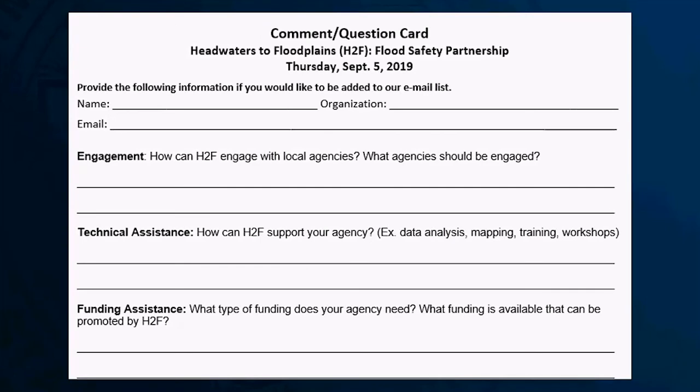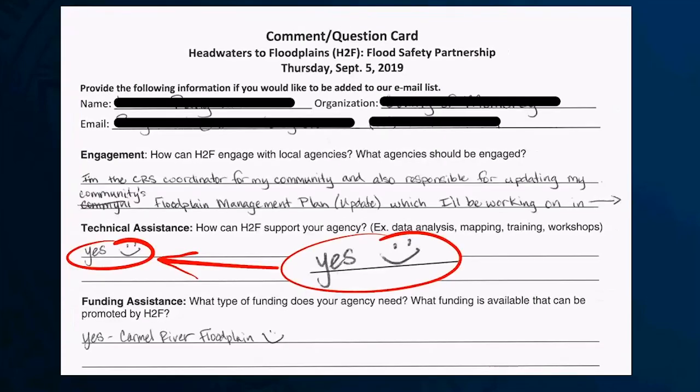We asked everyone to provide some of their feedback for us that we shared with the H2F steering team to help us develop our work plan, help us actually refine what our next steps were. And I wanted to share one of the responses from one of those cards with you. What you're looking at now is we have protected the innocent somewhat here, where we've hidden their name, their organization, and their email, but I wanted to share with you what their comments were.